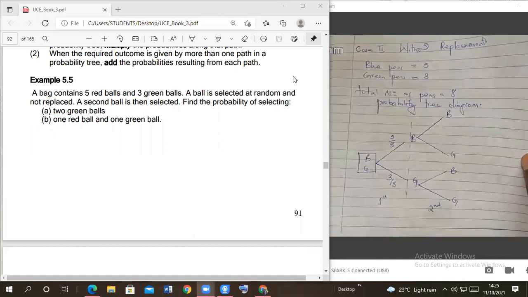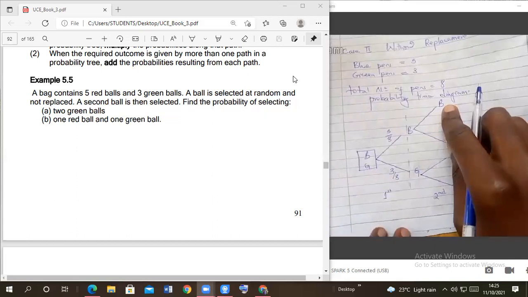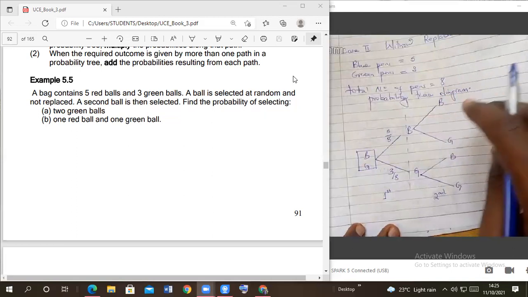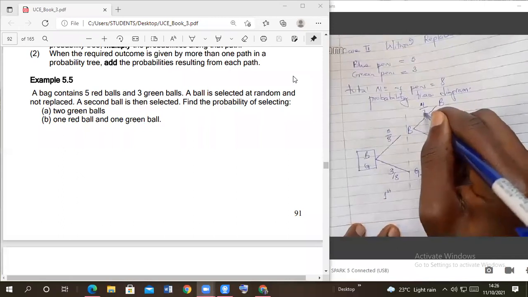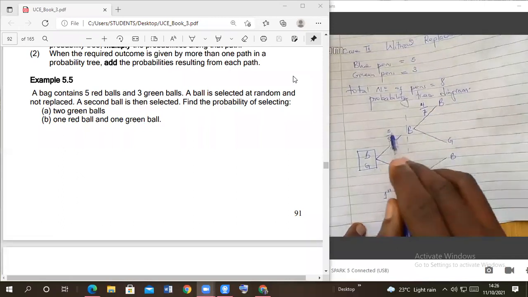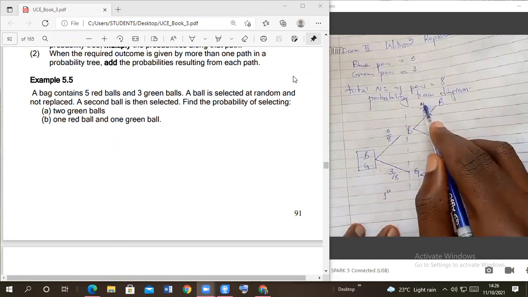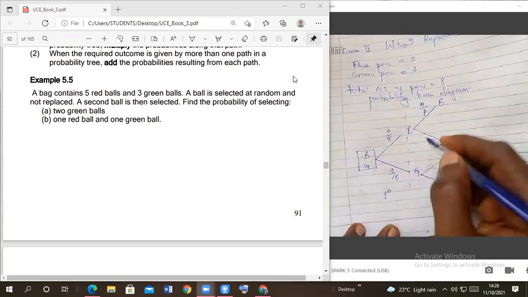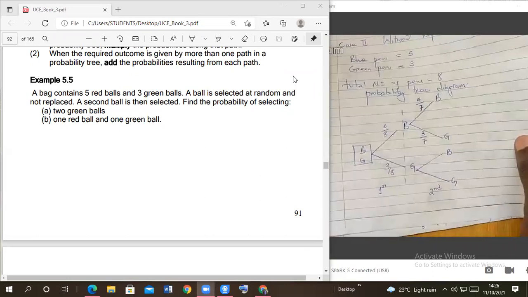Now assume in the first branch that we have picked a blue. Remember you are picking without replacement. So we shall have 4 out of 7, because there were 5 blues and you picked 1, so you remain with only 4. You did not pick green, so the number of green will still remain 3. So it will be 3 out of 7.